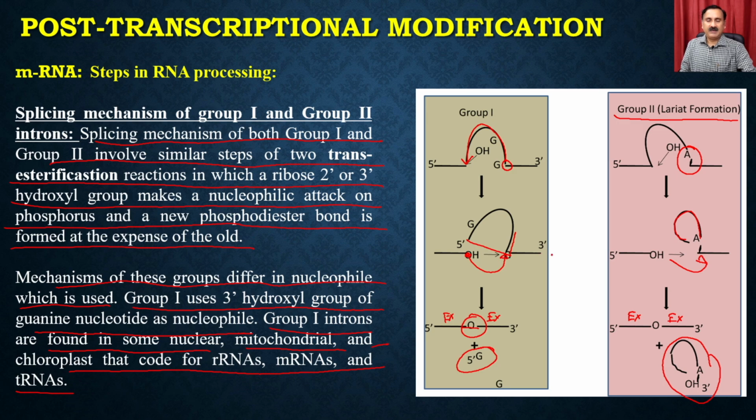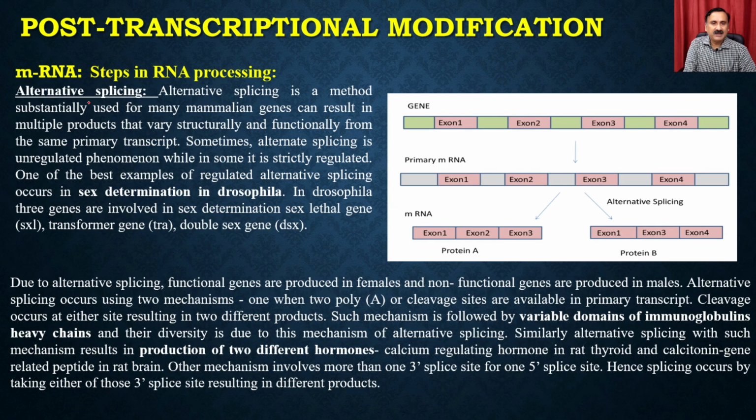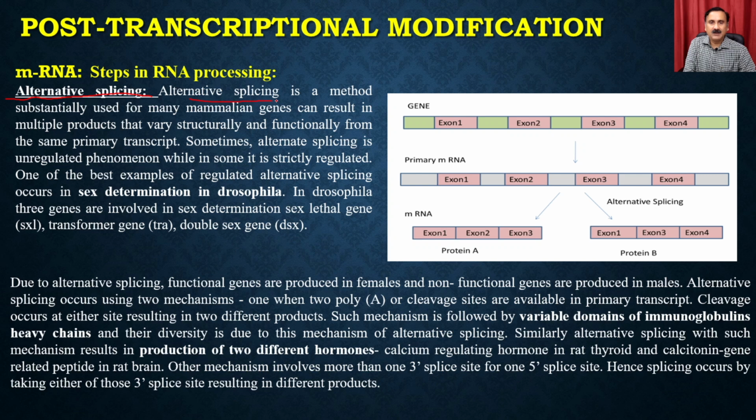Apart from this splicing mechanism, you can also have the alternate splicing mechanism. Alternate splicing means you can have a distinction between the different types of splicing events, and that's how you can get different types of genes. Alternate splicing is a method substantially used for many mammalian genes, and it can result in multiple products that vary structurally and functionally from the same primary transcript. Sometimes alternate splicing is an unregulated phenomenon, while in some it is strictly regulated. One of the best examples of regulated alternate splicing occurs in the sex determination of Drosophila.